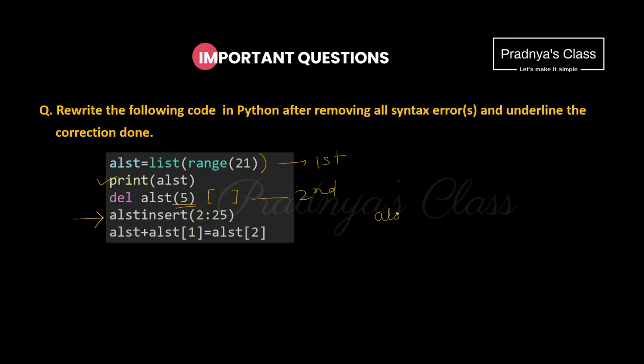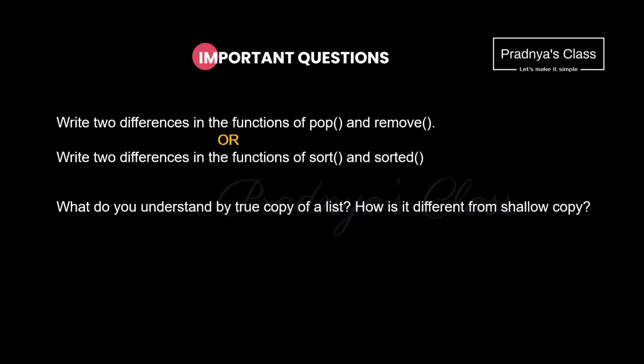First of all, we need to mention the name of the list followed by a dot, then the name of the method. In brackets also, we first write the index, then a comma and then the element. With this, we got the third error. Now, look at the last statement. This is also syntactically wrong. On the left hand side, we write the variable name and on the right hand side, we write the expression. So, correct it.